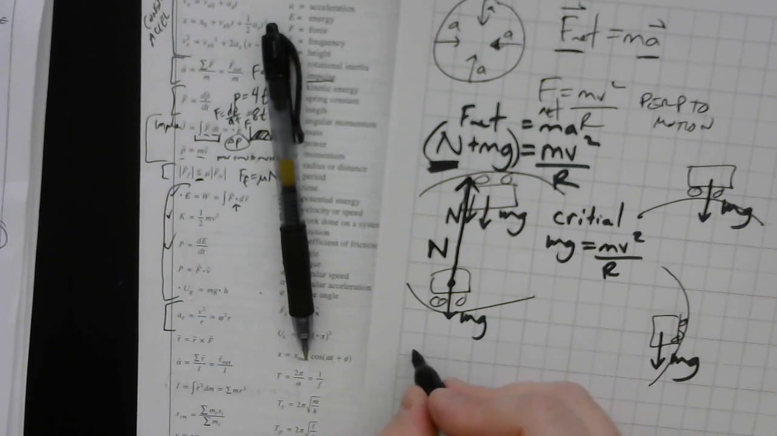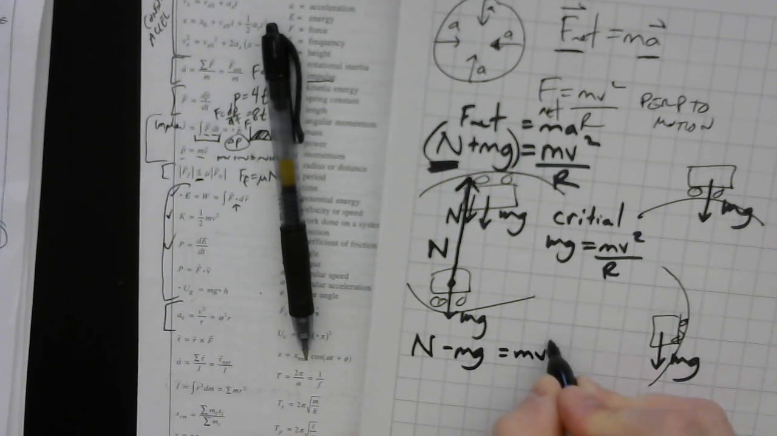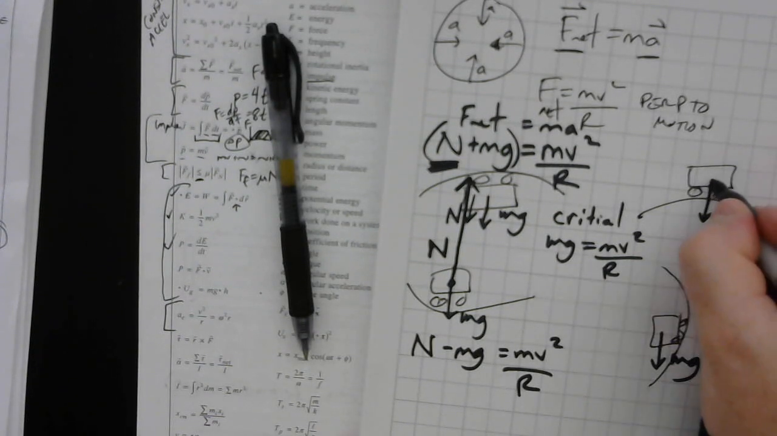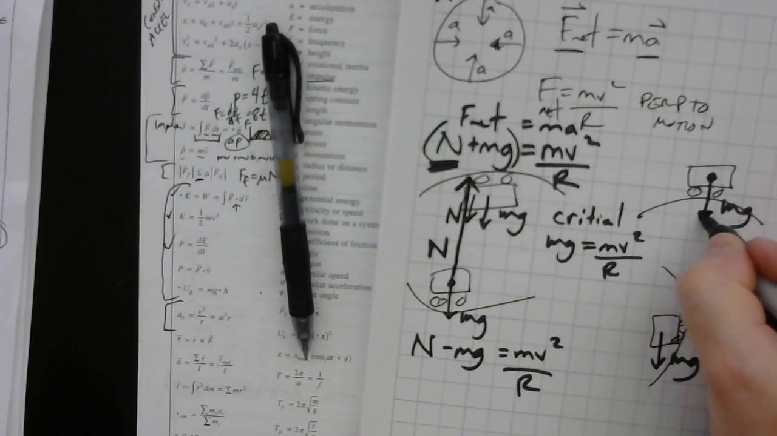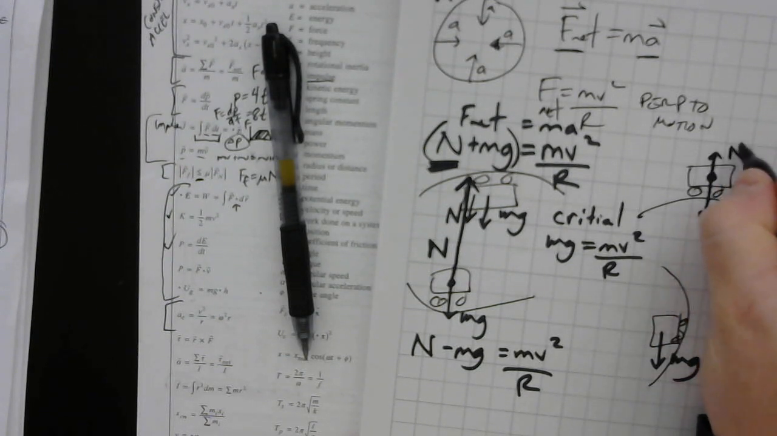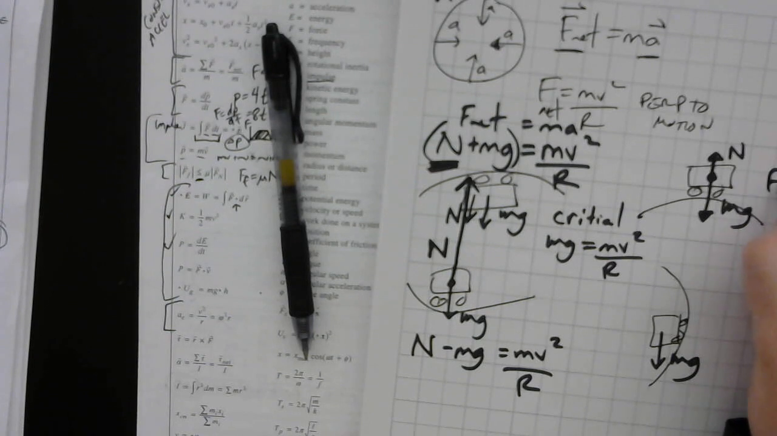Now, this bottom one, my normal force is going to be bigger than this guy. And so my F net statement is normal minus mg equals mv squared over r. This guy up here, I have to have an F net towards the center of the circle. Remember how we talked about that idea? It's got to be towards the center of the circle. Well, that means I have to have more force towards the middle, so my normal force gets smaller. So my F net statement is going to be mg minus n equals mv squared over r.